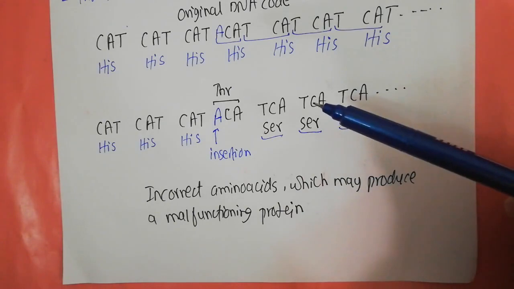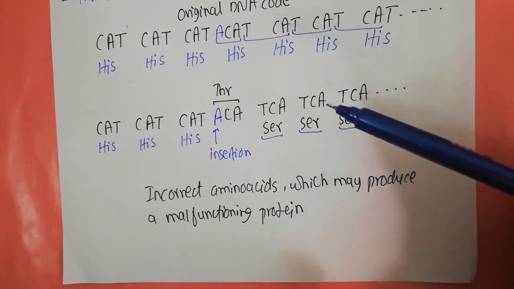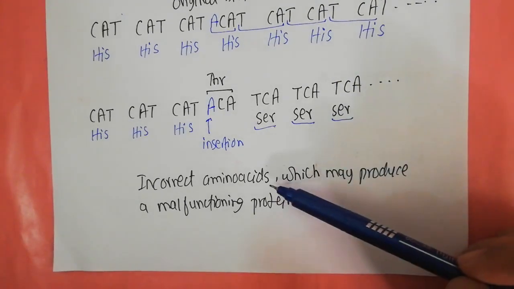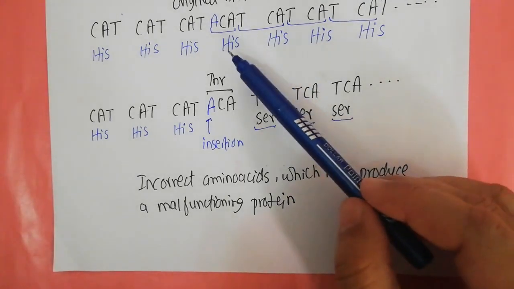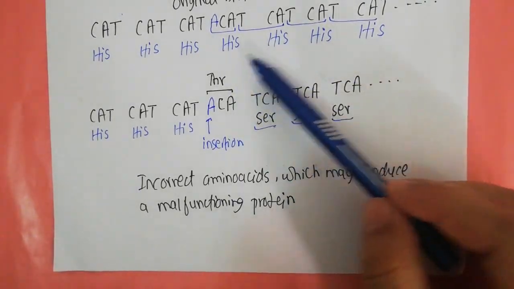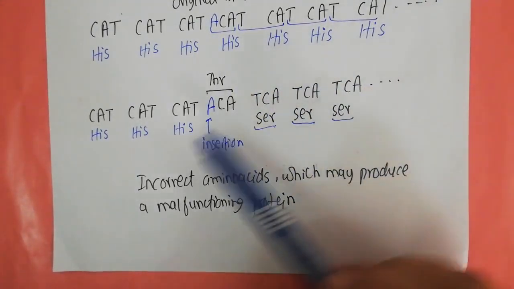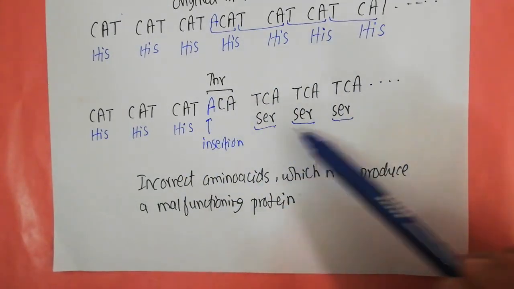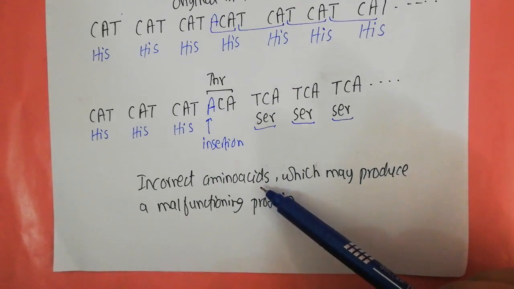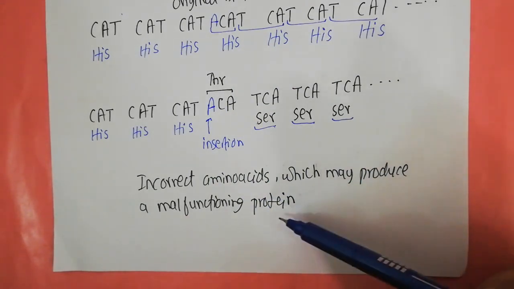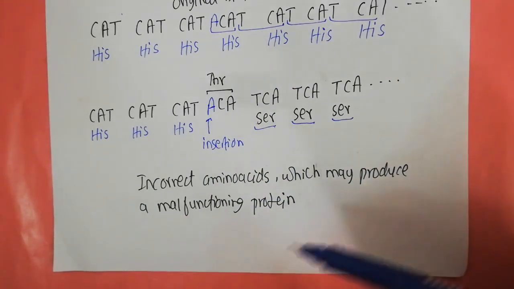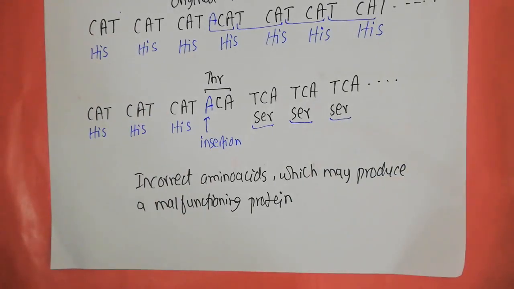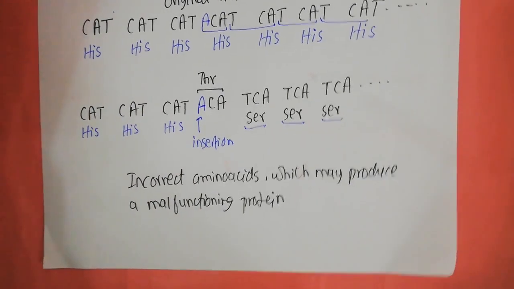So these kinds of mutations are called insertion mutations. And the incorrect amino acids, as you can see over here, you need 7 histidine amino acids to make a functional protein. Now you are having 3 histidine, 1 threonine, 3 serines. That means that the incorrect amino acids may produce a malfunctioning protein, and that particular protein will not be functioning properly. So this kind of mutation is called an insertion mutation, which is a type of frameshift mutation.